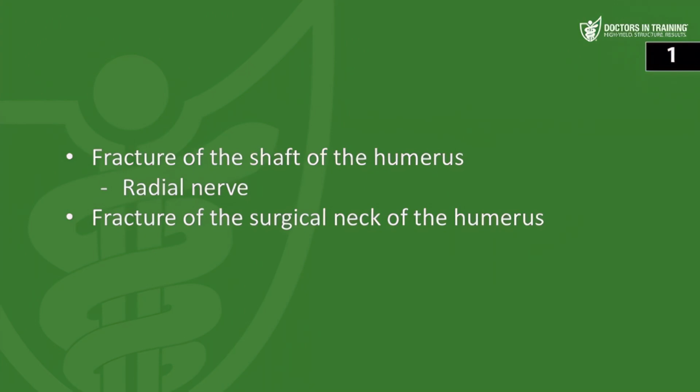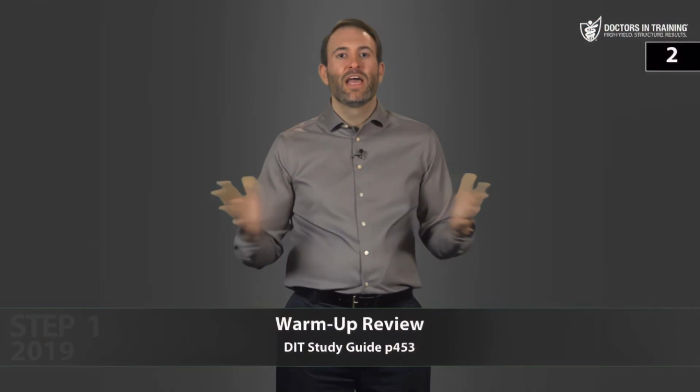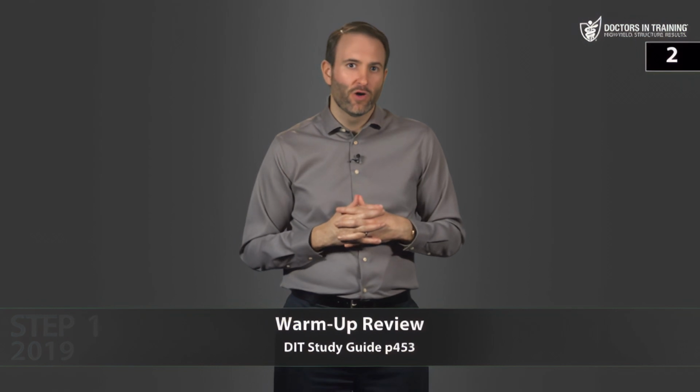Fracture of the surgical neck of the humerus. That's going to be the axillary nerve. Supracondylar humerus fracture. That's going to be the median nerve. Next, a high school athlete falls on his arm during practice.